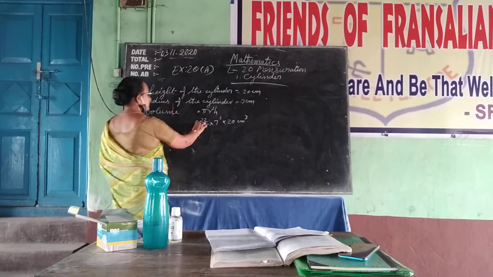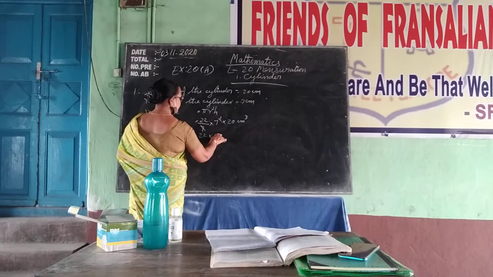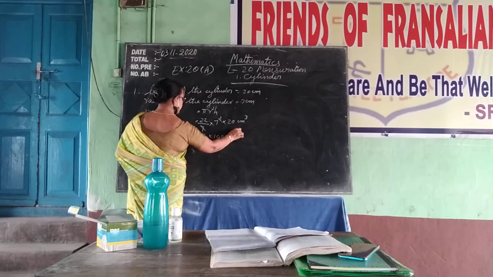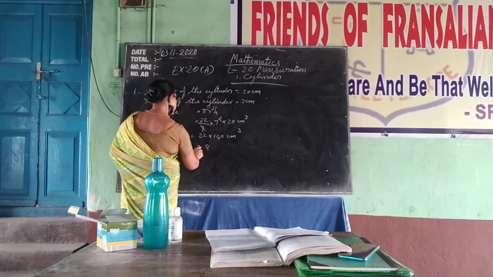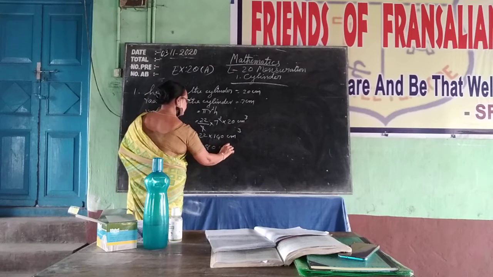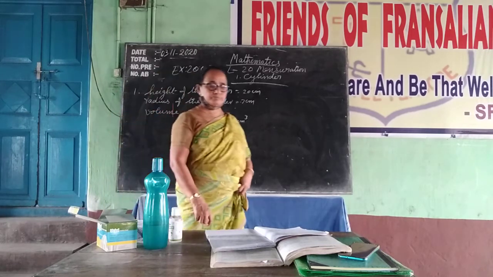7 can be cancelled, one 7 can be cancelled. 22 into 140. 28, 30. 3080 centimeter cube.